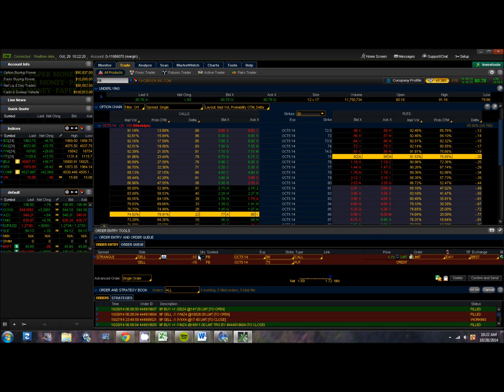So I'm only going to do a one lot, because when I trade in my paper money account, I try to simulate real life, and I know that in real life I would not be doing anything more than a one lot strangle in Facebook for earnings. Even that'll make the hair on my neck stand up. So that'll be plenty for me. So let's go ahead and lock the price in so it doesn't float anymore. Let's go ahead and see if we can get filled.